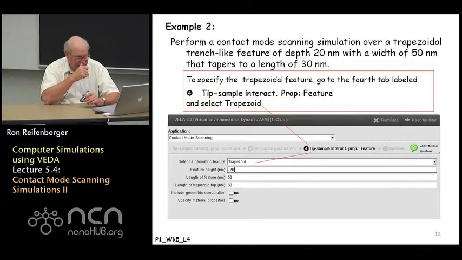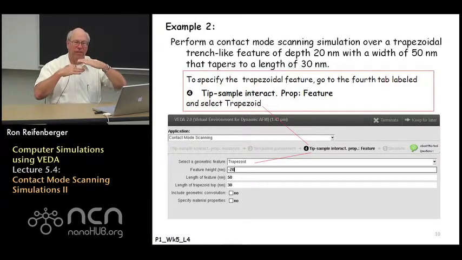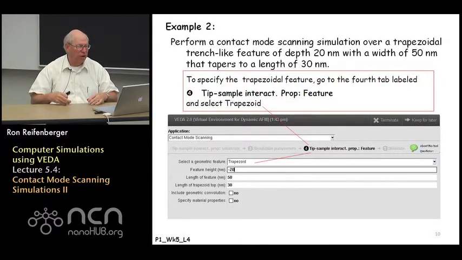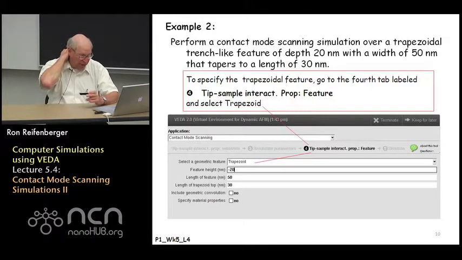In this case, we're in tab 4, the tip sample interaction properties. The feature we're going to specify is a trapezoid, so you have to select a trapezoid. Once you select a trapezoid, you're then asked to specify the depth of the trapezoid, the width of the trapezoid, and what the taper of the trapezoid is. So those numbers can be specified, and I give you the values that I use in this particular simulation in this slide.